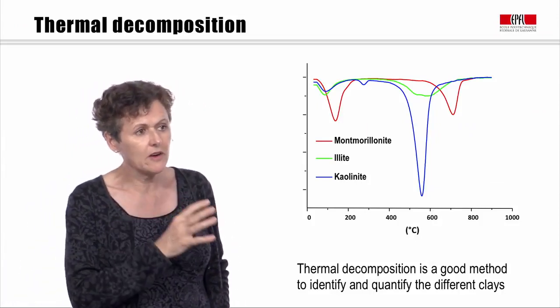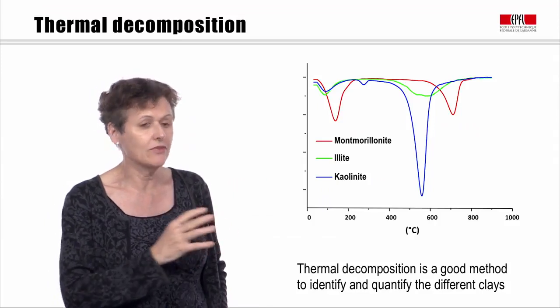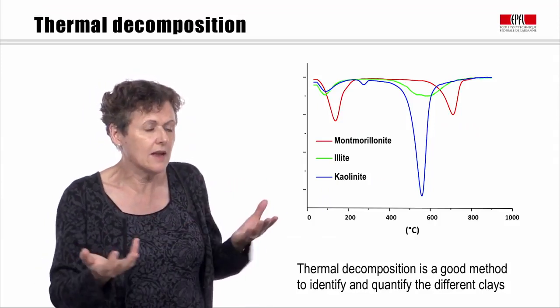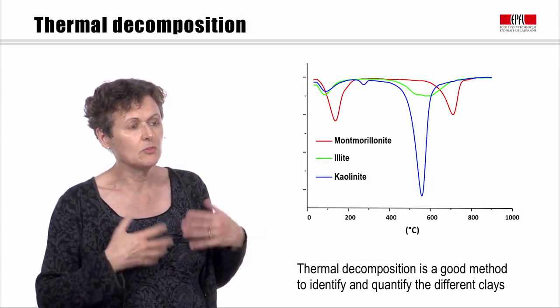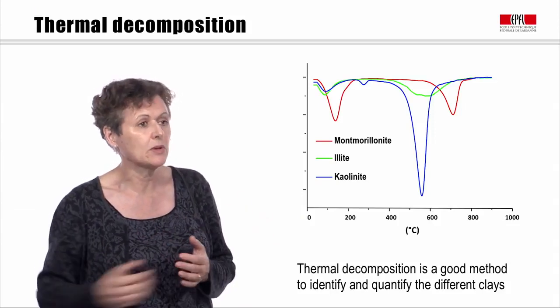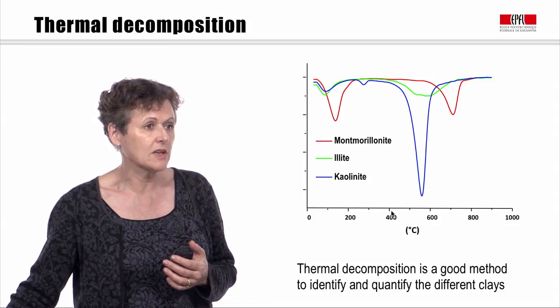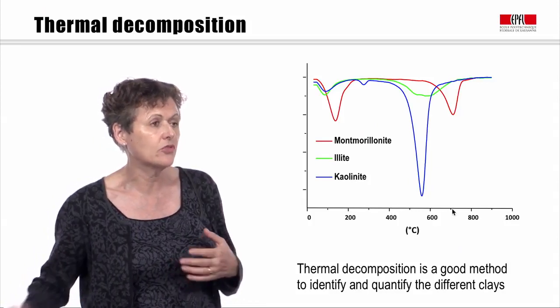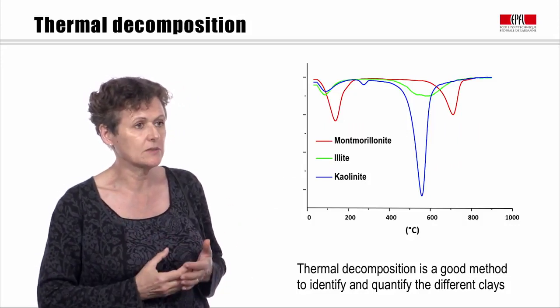This signature provides a very good way of determining how much kaolinite you have in any clay you may want to investigate. All you do is to make this kind of thermal decomposition. You can even quite simply do it by heating your material in two different ovens, one at say 400 and one at 700, and looking at the weight loss between these two temperatures.